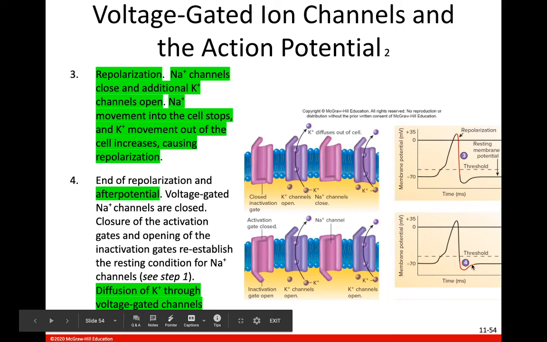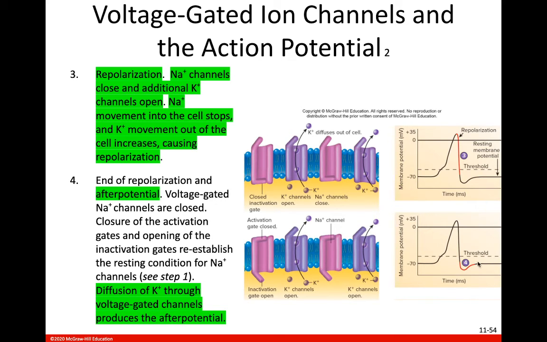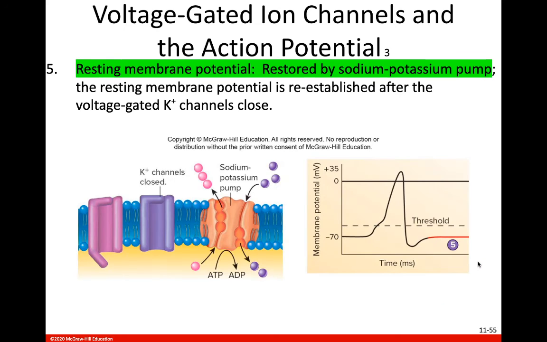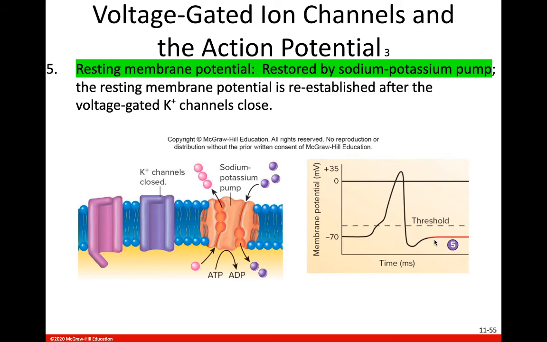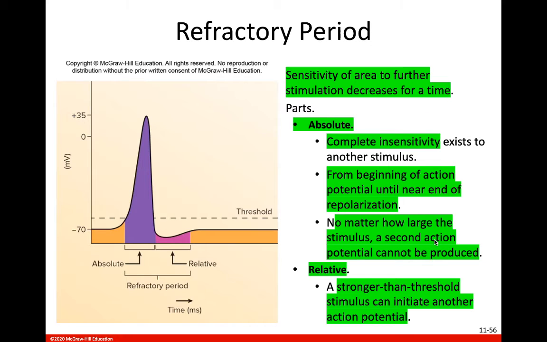So that brings us down here to a little bit of hyperpolarization, because it takes a little time to close these channels and stop potassium from going out. But once they are all closed, we get back up to our resting negative 70, which is right here. The potassium ion channels are closed, and our sodium-potassium pump is pumping sodium out and potassium in, getting us back to that negative 70 where we need to be.